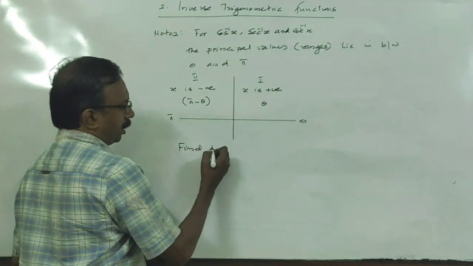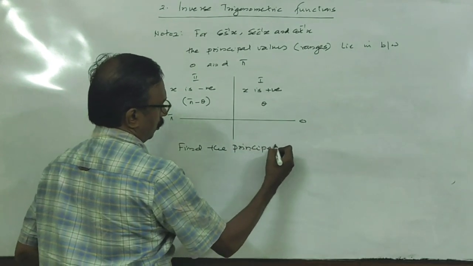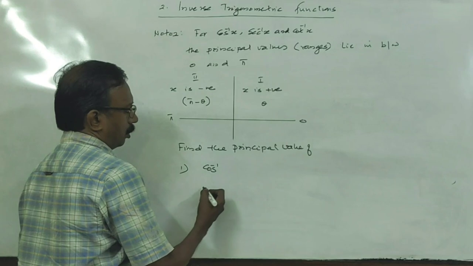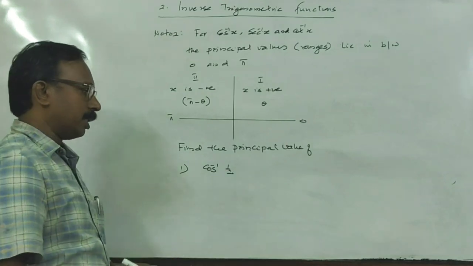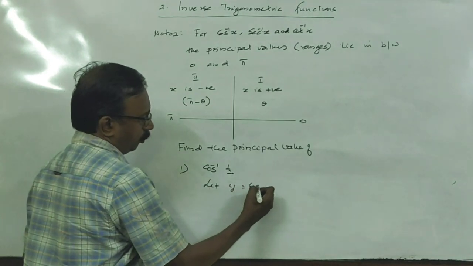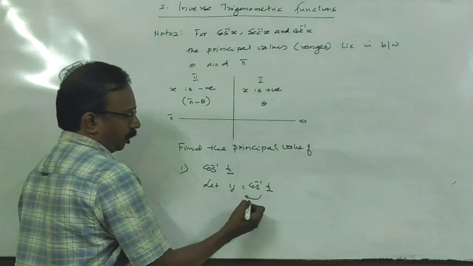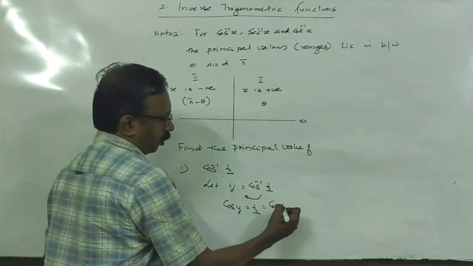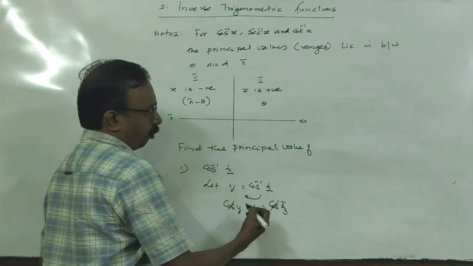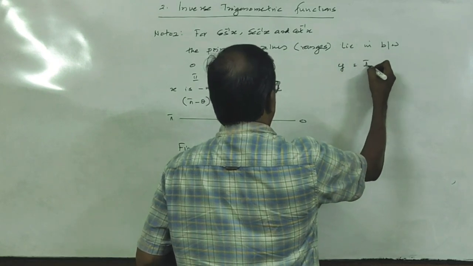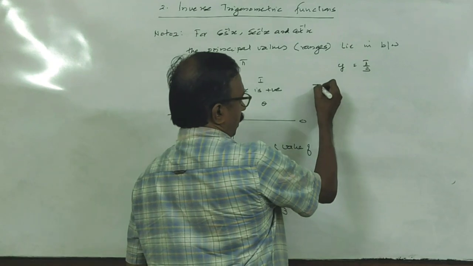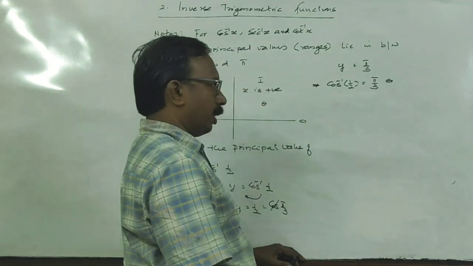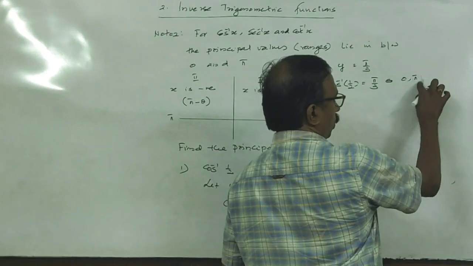Find the principal value of the first question: cos inverse 1 by 2. Let y is equal to cos inverse 1 by 2. Therefore, cos y is equal to 1 by 2. Cos y is 1 by 2, that is cos 60, cos pi by 3. So, y is equal to pi by 3. But y is cos inverse 1 by 2. Therefore, cos inverse 1 by 2 is equal to pi by 3, which is in between 0 and pi, isn't it?